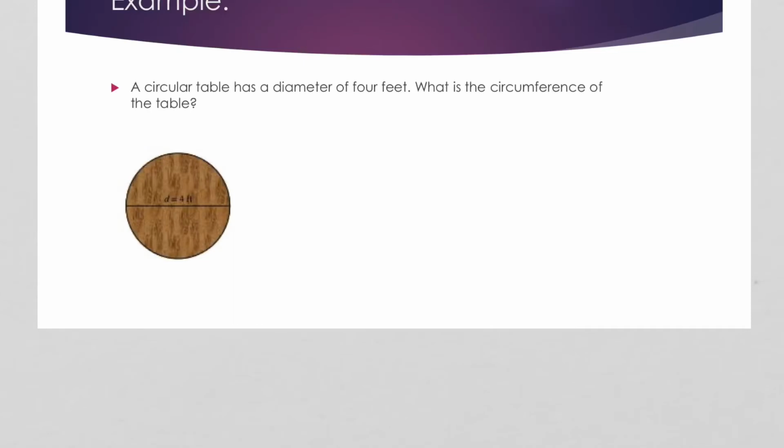All right, on this problem, it says a circular table has a diameter of 4 feet. What is the circumference of the table? Well, remember, circumference is 2 times pi times radius. But in this problem, we're not given the radius, we're given the diameter. So the diameter is 4, so that means your radius is half of that, which is 2.